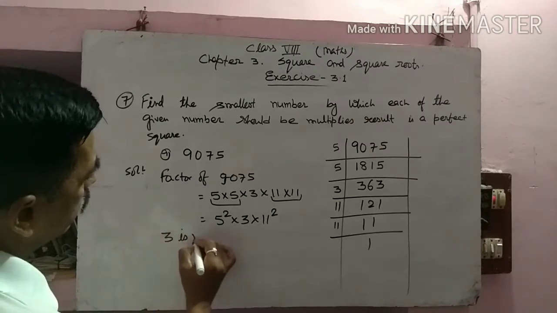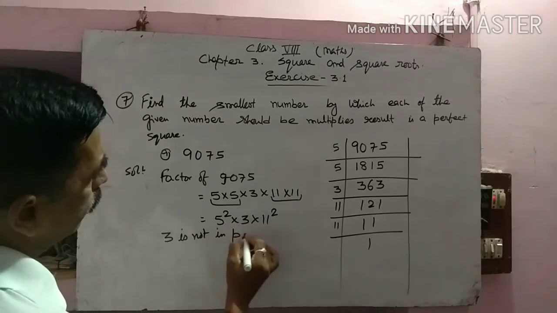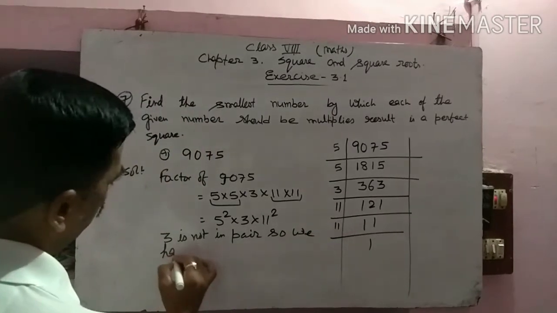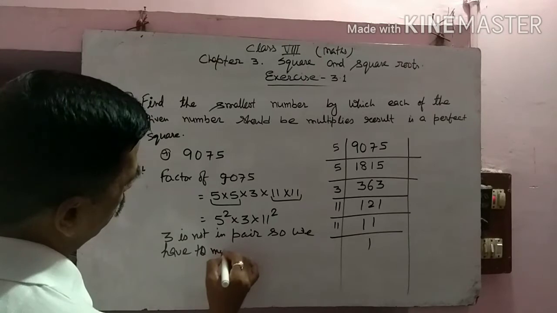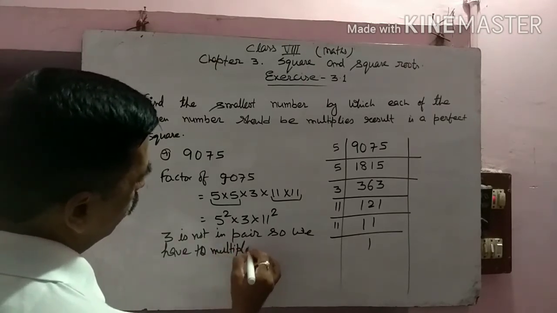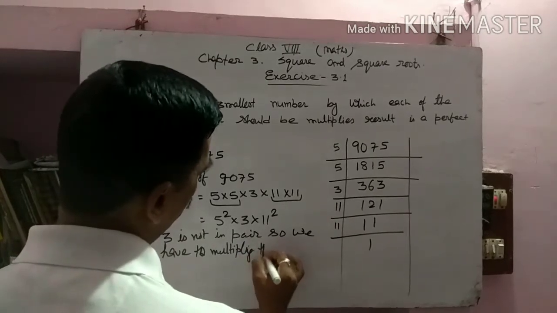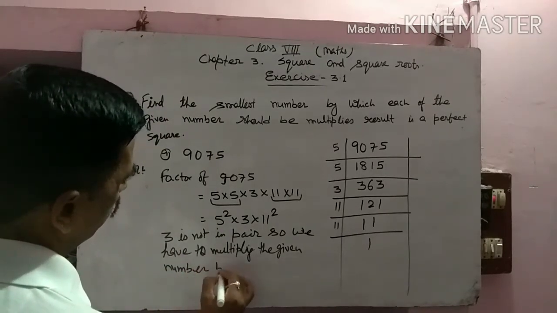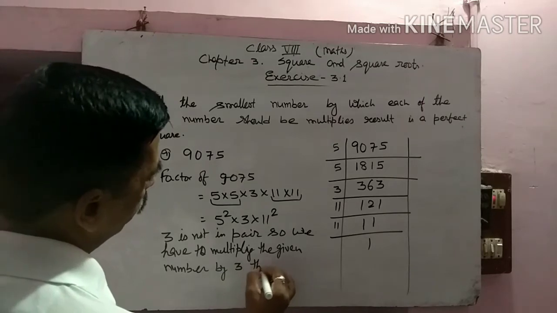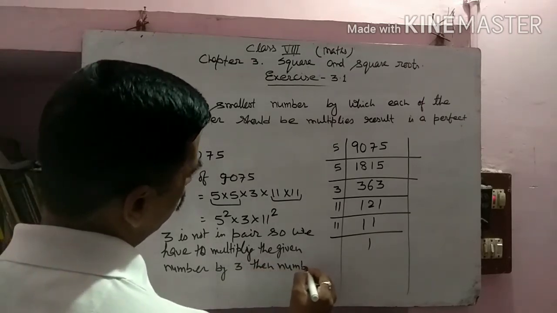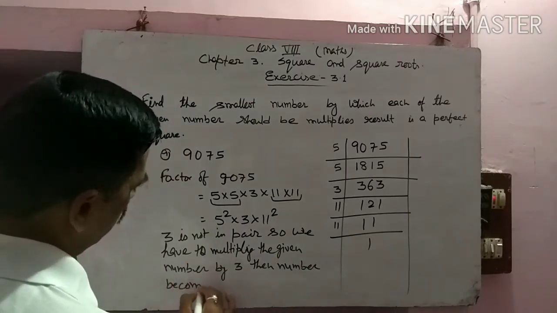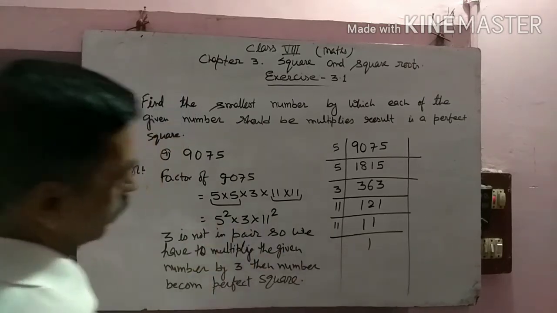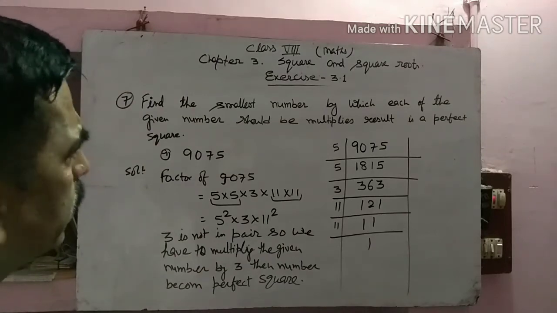So you can write the final conclusion: 3 is not in pair, so we have to multiply the given number by 3, then the number becomes a perfect square. Is it clear? So this much is required to solve.